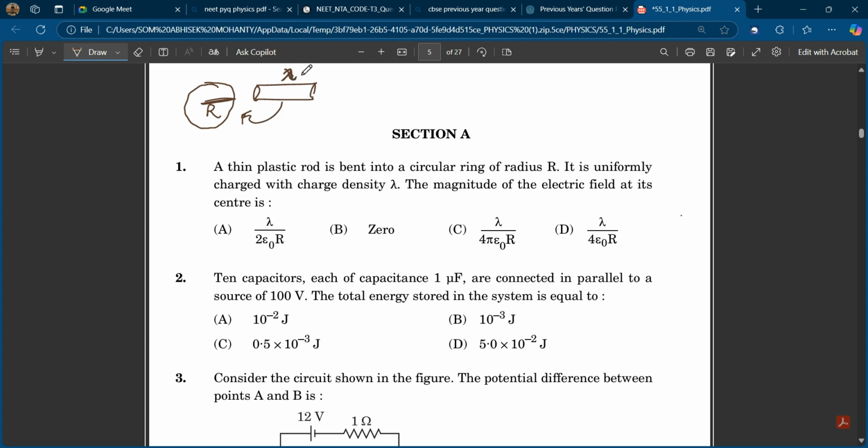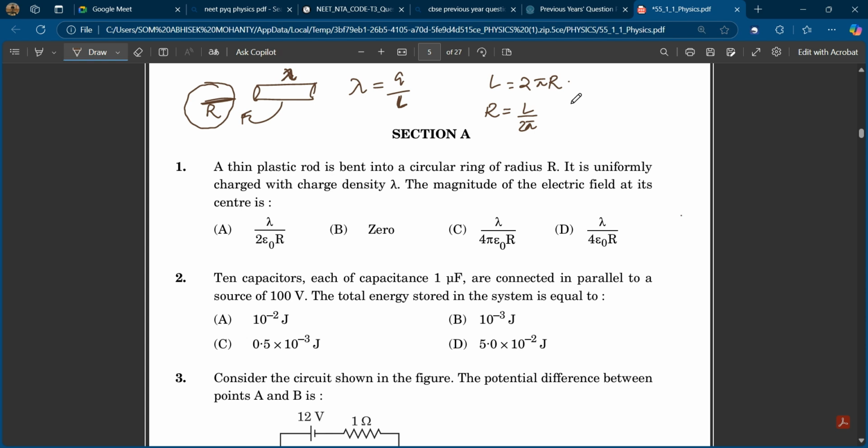Let's see. So lambda was the charge density for the plastic rod, right? This is a linear charge density, lambda is equal to q by L. Now this L is converted into a circular ring, so L is equal to 2 pi r. So r is equal to L by 2 pi.